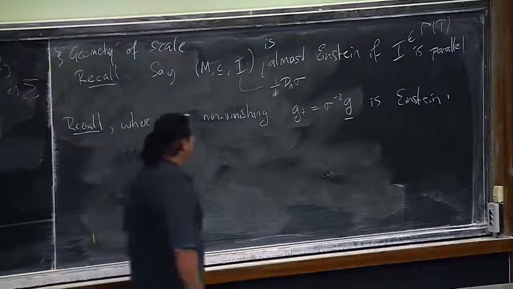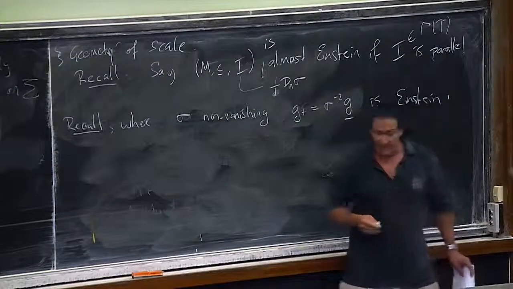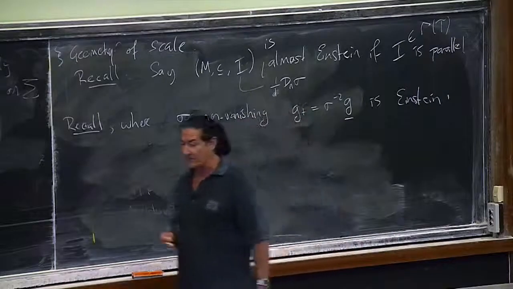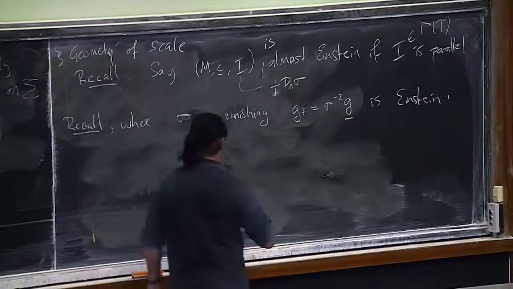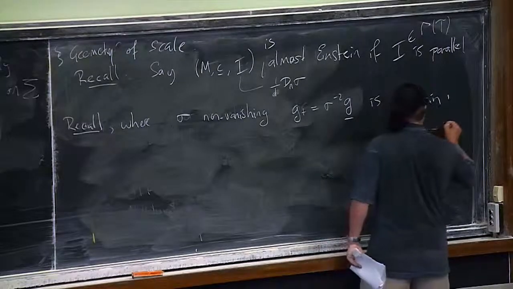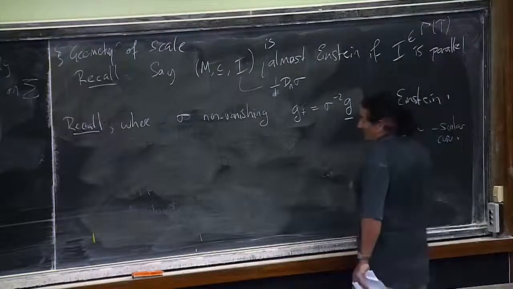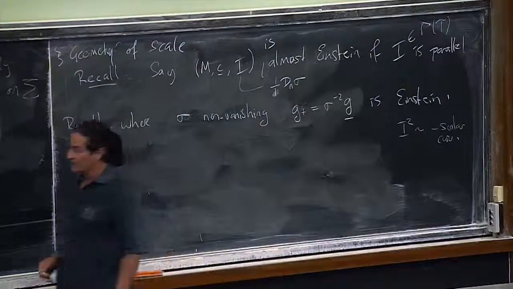And whether it has cosmological constant positive, negative, or 0 depends on the length of I. So remember, I squared is roughly minus the scalar curvature. It's constant because I is parallel, of course.